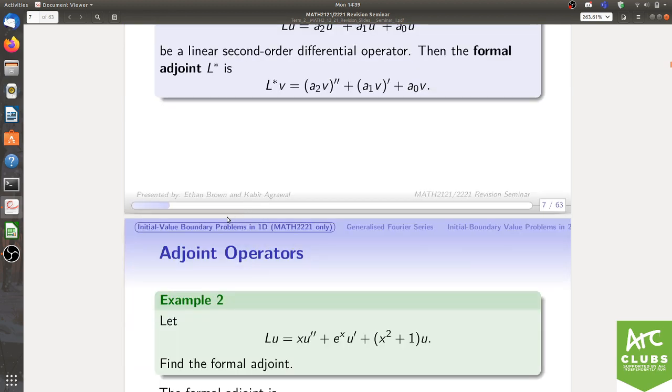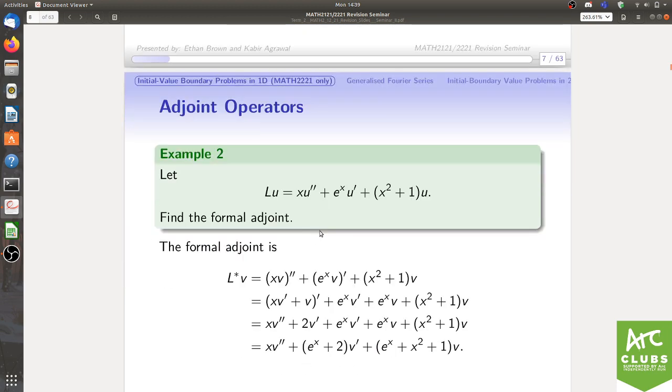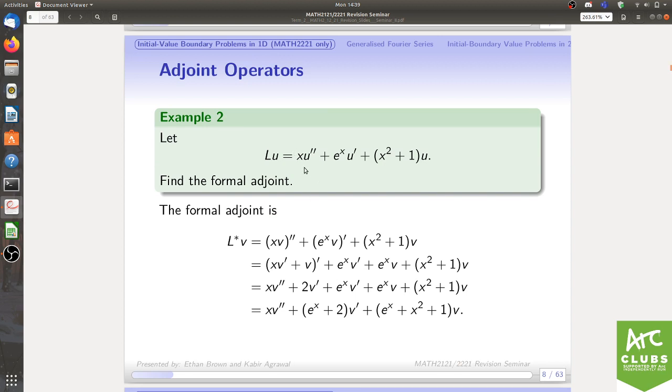Okay, so now onto going through a specific example. The first thing that we always do is we start by labeling each one of the coefficients. So we start off with a2 equals x, a1 equals e to the power of x, and a0 equals x squared plus 1. Then we just plug it into the definition of the formal adjoint, and we keep expanding out until we get to not necessarily a simpler expression, but another expression that instead computes it.